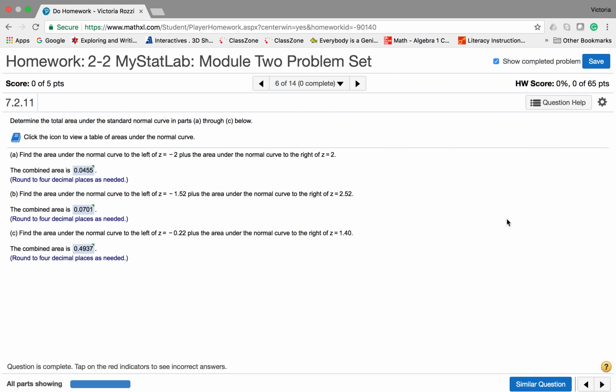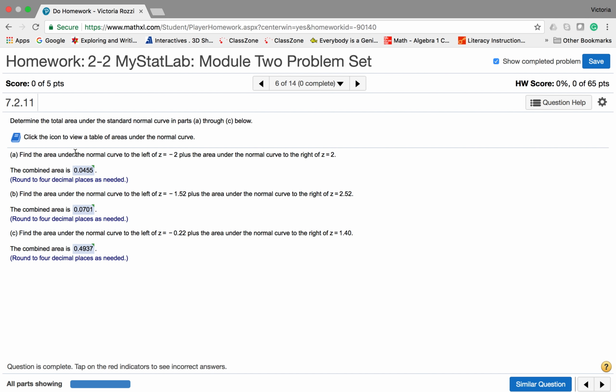They do give you a table for the normal curve, but to be honest, it's so easy to do in StatCrunch, or even if you had a graphing calculator, that's normally how we do it in statistics. We don't normally go to the area table because it's just not that user-friendly. So I'll show you how to do this in StatCrunch.